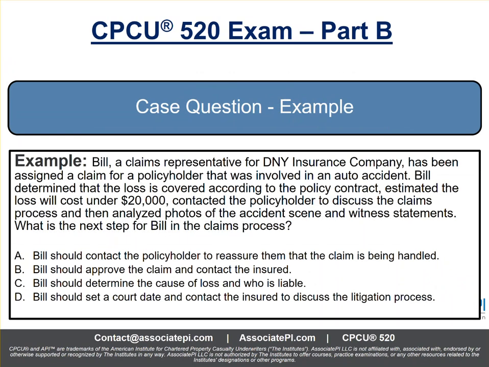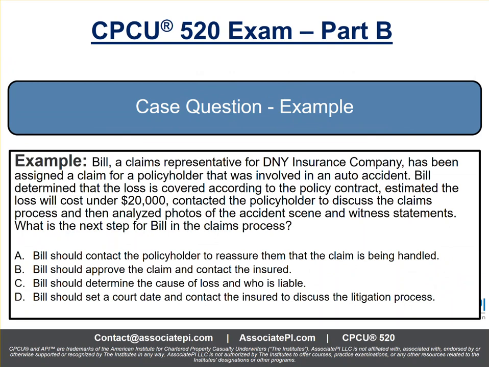Here's an example. You can see it's a big question. You'll see a lot of them like this, where it gives you some person's name and some real-life case. So in this one, it says, Bill, a claims representative for DNY Insurance Company, has been assigned a claim for a policyholder that was involved in an auto accident. Bill determined that the loss is covered according to the policy contract. He estimated that the loss will cost under $20,000. He contacted the policyholder to discuss the claims process and then analyzed the photos of the accident scene and the witness statements. So now the question is, what is the next step for Bill in the claims process?